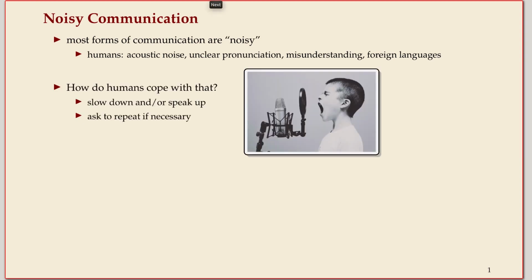So how do we humans cope with this range of issues? One thing that most of us automatically do is slow down or speak up, so that we better balance the signal to noise ratio. We slow down to make it easier for others to filter out noise. We speak up to make our voice outsound the noise. And ultimately, if someone tries to tell you something and you can't possibly figure out what he said, you will just ask that person to repeat what they said.